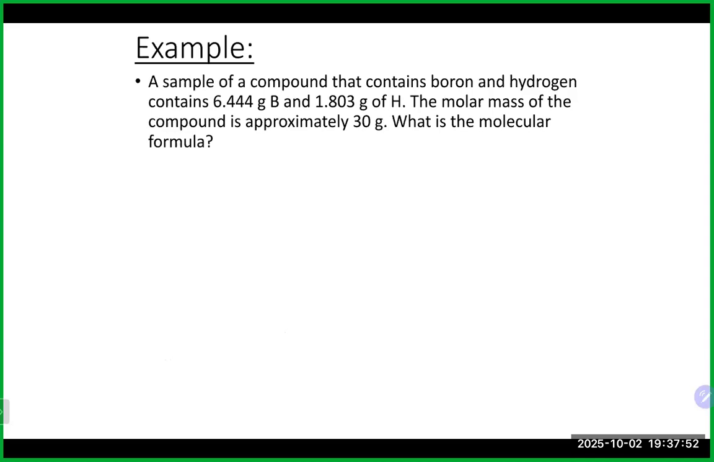All right, so why don't you give it a go here. A sample of a compound contains boron and hydrogen, 6.444 grams of boron and 1.803 grams of hydrogen. The molar mass of the compound is 30 grams per mole, basically. What is the molecular formula? So this is really 30 grams per mole. Boron is 10.81. Hydrogen is 1.008.